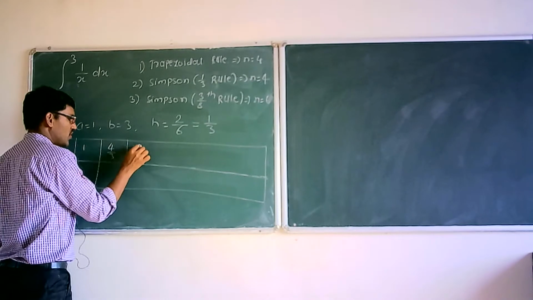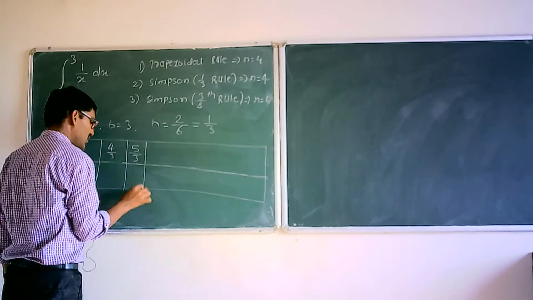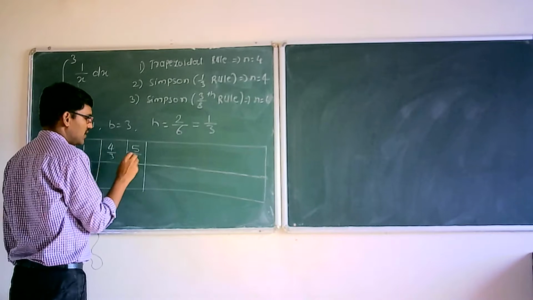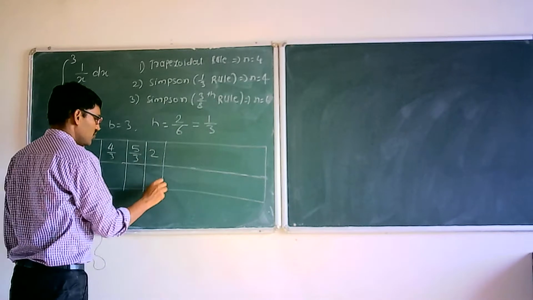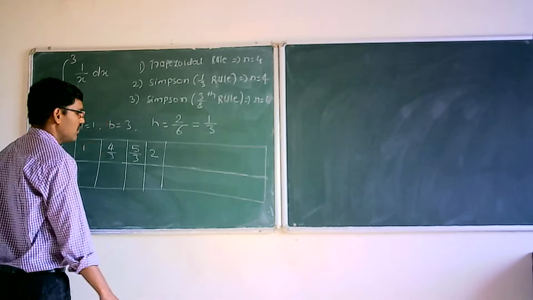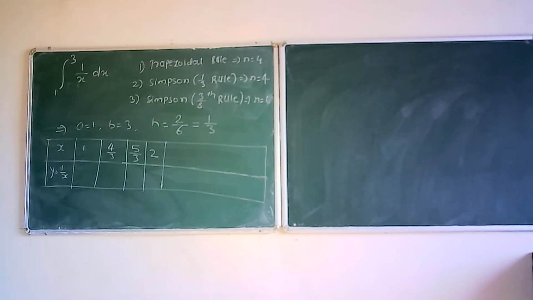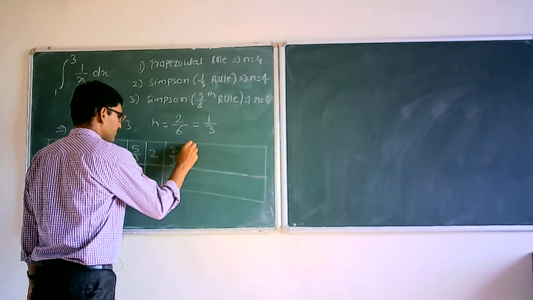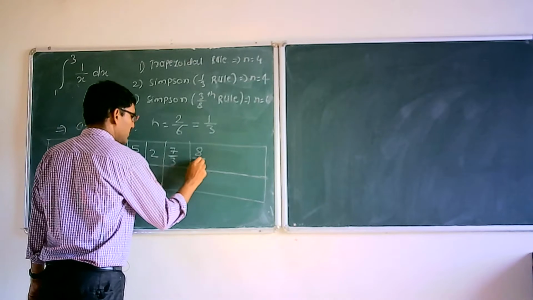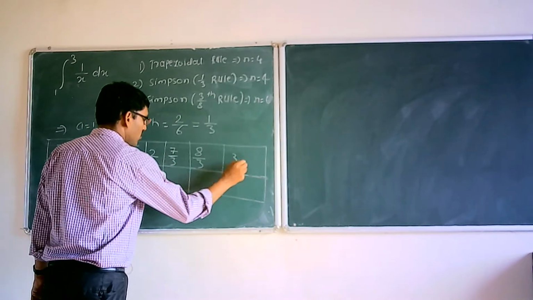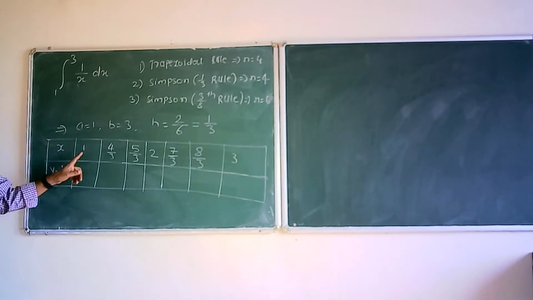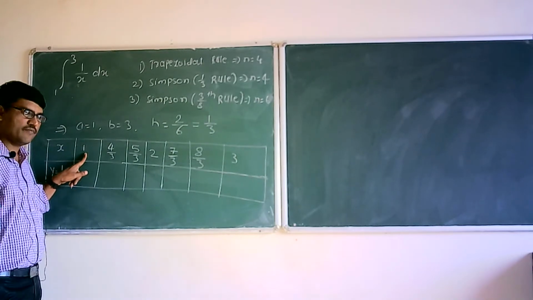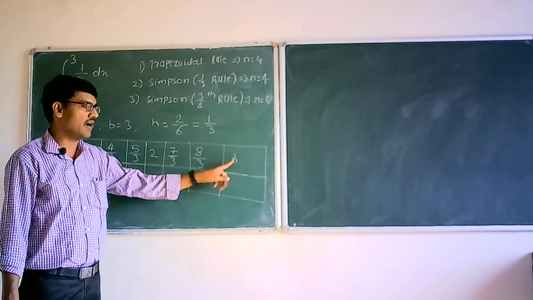4 by 3 plus 1 by 3 is 5 by 3. 5 by 3 plus 1 by 3, 6 by 3 is 2. 2 plus 1 by 3 is 7 by 3. Then next 8 by 3 and 9 by 3 is 3. So this is our starting at lower limit a, and then we add h successively up to b.